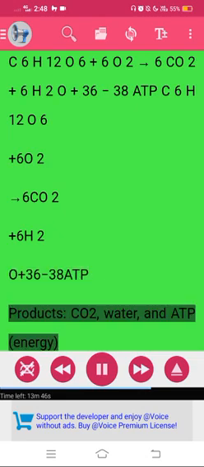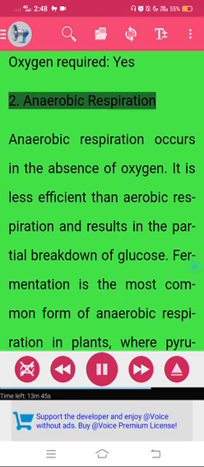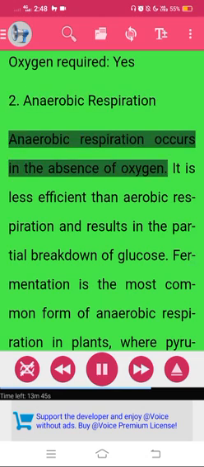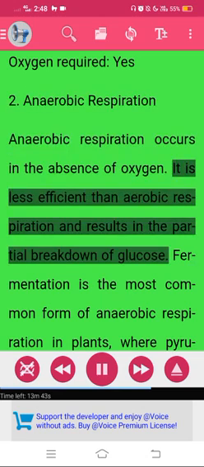Products: CO2, water, and ATP energy. Oxygen required: yes. 2. Anaerobic respiration. Anaerobic respiration occurs in the absence of oxygen. It is less efficient than aerobic respiration and results in the partial breakdown of glucose.